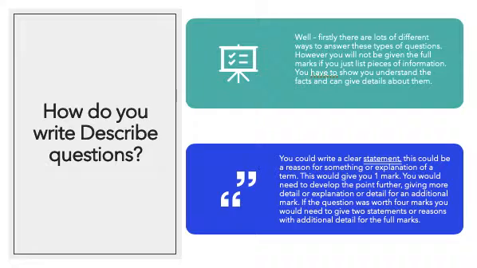You could write a clear statement. This could be a reason for something or explanation of a term. This would give you 1 mark. You would need to develop the point further, giving more detail or explanation for an additional mark. If the question was worth 4 marks, you would need to give 2 statements or reasons with additional detail for the full marks, or 4 separate points.